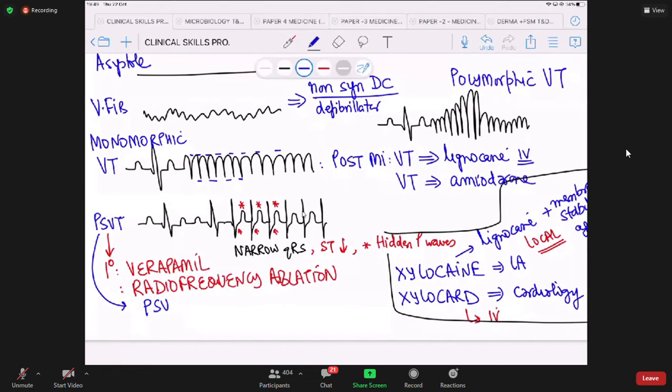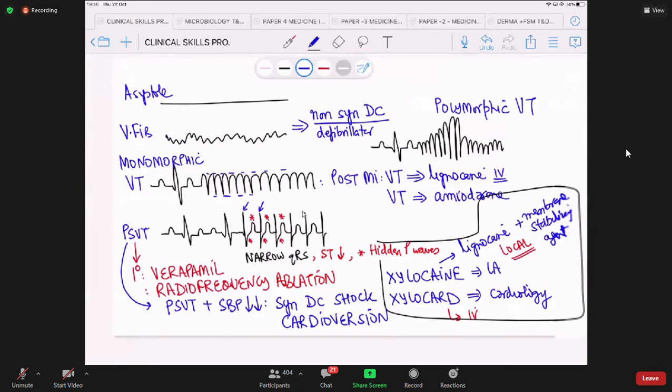If a PSVT patient is having unrecordable BP, what will you do? You will go in for a synchronized DC shock. The computer will read the R wave and deliver the DC shock. This is what is called cardioversion. So please, on a piece of paper, write down what is cardioversion and what is defibrillation, because that concept has to be clear to you, because you are the one who's going to be giving orders, right?